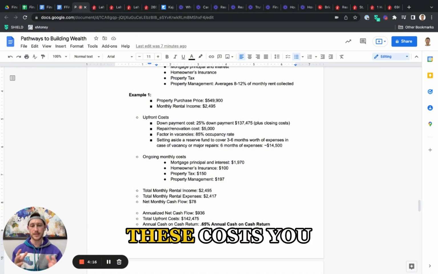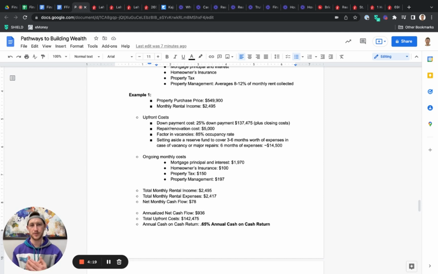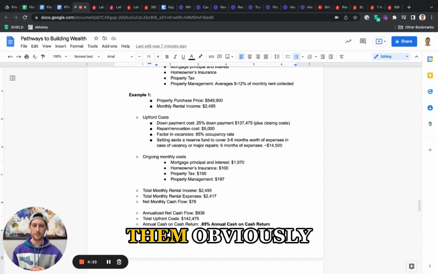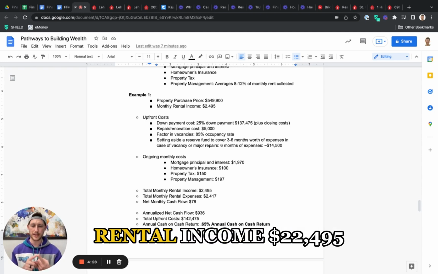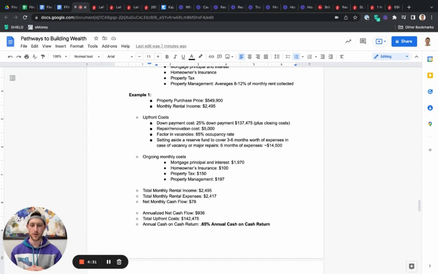Some of these costs you can pass on to the renter, like HOA or utilities, instead of covering them yourself. So let's look at the total numbers. Total monthly rental income: $2,495. That's what the rent is going for.